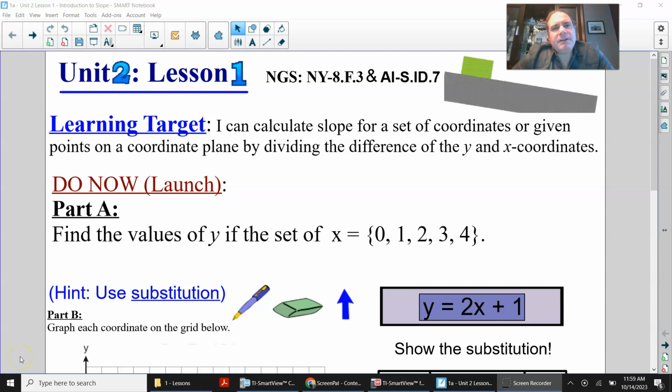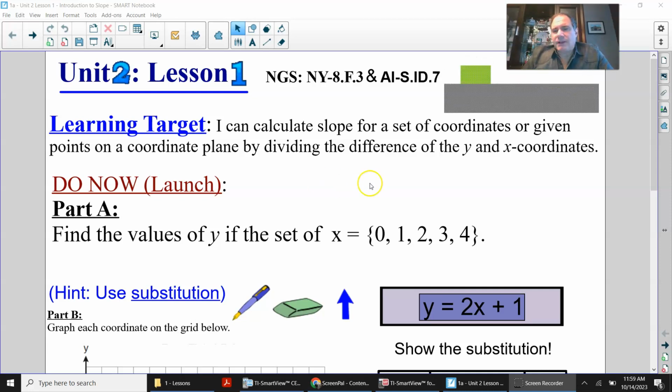Hello everyone, this lesson is going to be about slope and an introduction to slope. We're going to find the slope of a line using rise over run and y2 minus y1 over x2 minus x1. Alright, so we're going to get right to it.